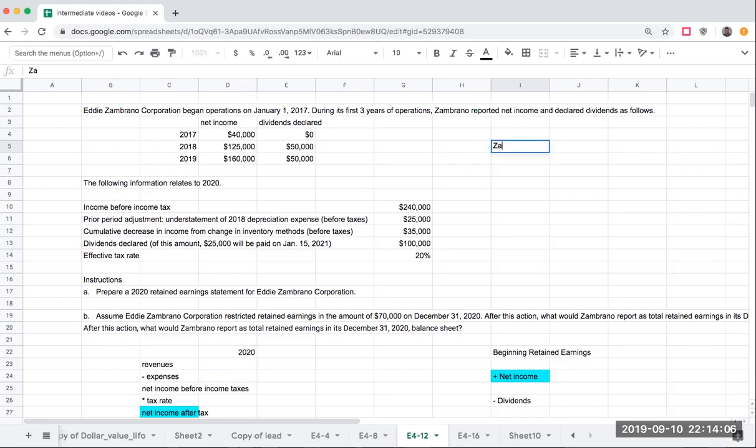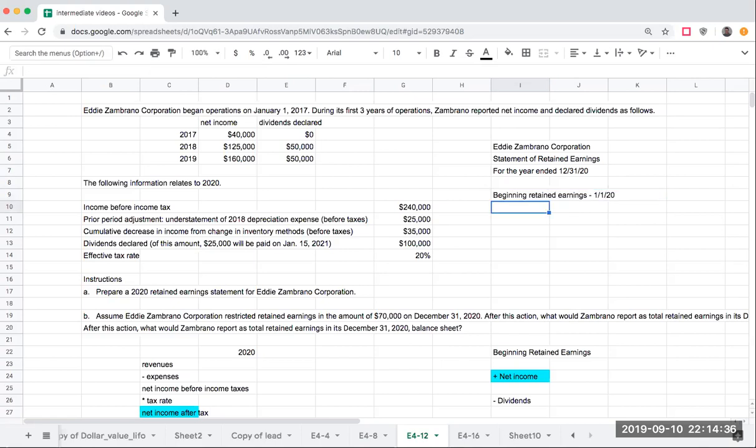So we've got Zambrano Corporation statement of retained earnings for the year ended 12/31/20. We're going to start with our beginning retained earnings as of 1/1/20.